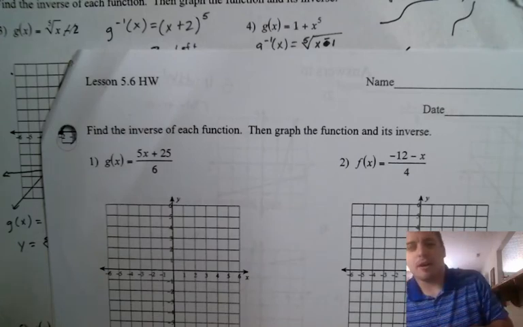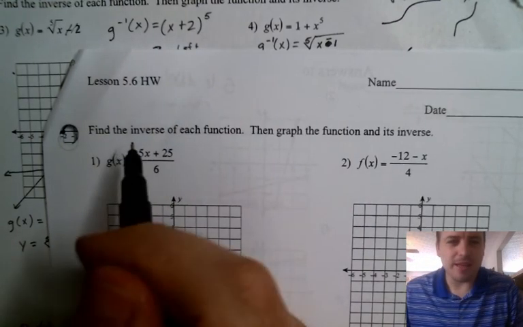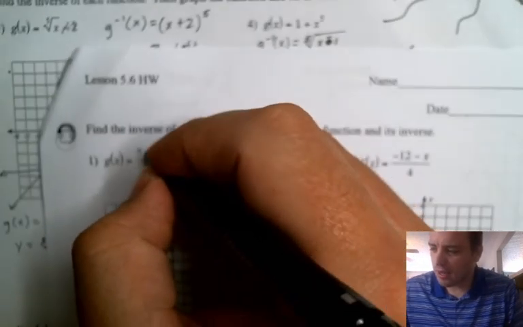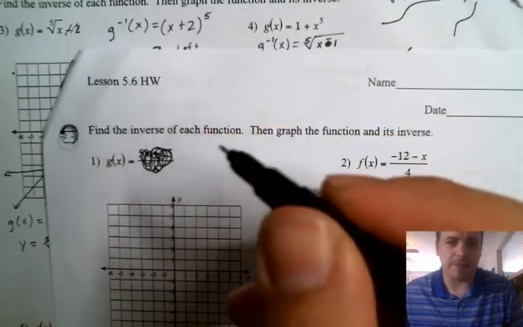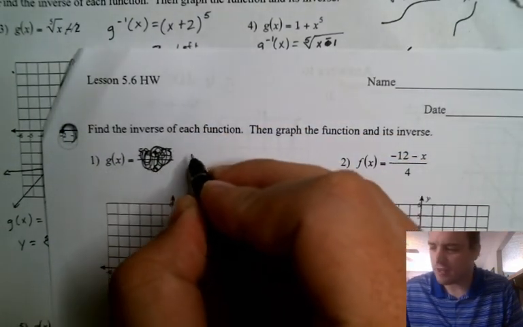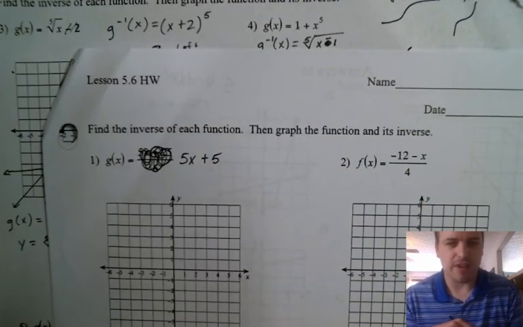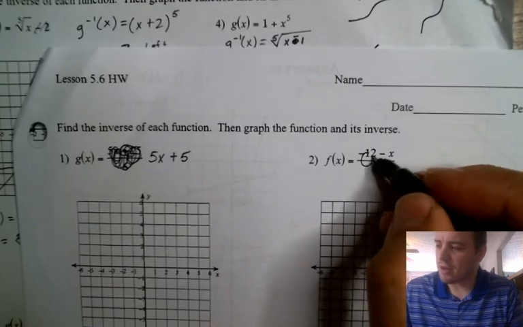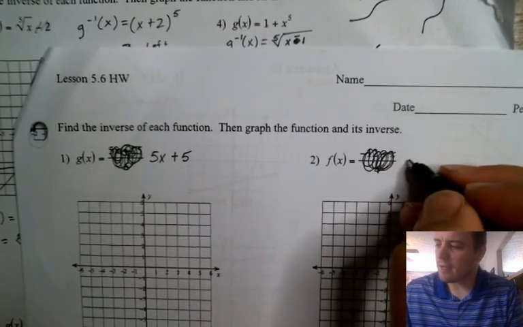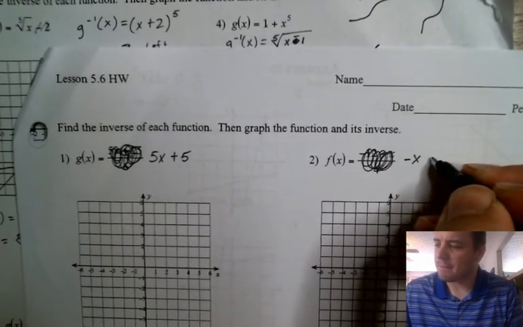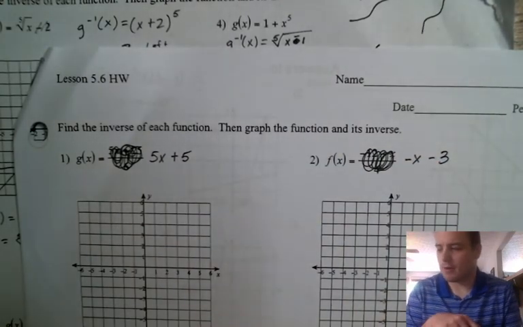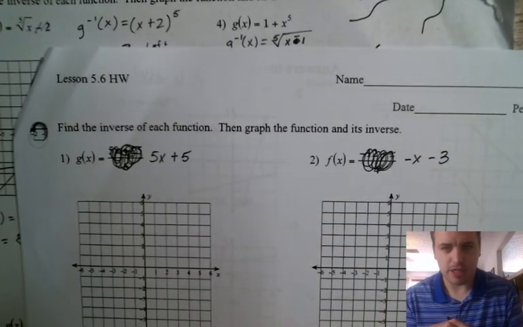All right, so looking at these, let me change some of these. I want you to change them too because it'll make it much easier on you guys. So change the first one to g of x equals 5x plus 5. Okay, g of x equals 5x plus 5. Change this one over here to f of x equals negative x minus 3. All right. Change that to f of x equals negative x minus 3.